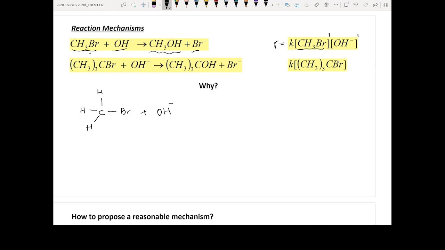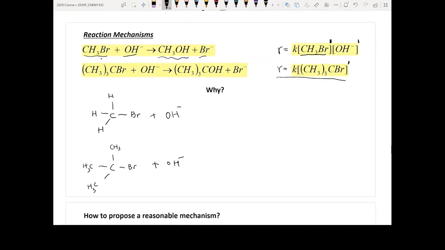Reaction number 2: (CH3)3CBr plus OH minus. Formula-wise, they actually look very similar. However, kinetics-wise, the rate is only proportional to the first order of your (CH3)3CBr. Why in the first reaction is it first order in both reactants, and in the second one it's only related to the first order of one of the reactants, not both? So when scientists saw these reactions, they got very confused in the very beginning.